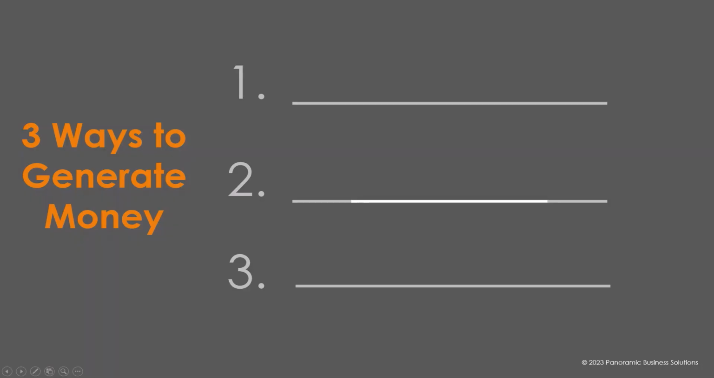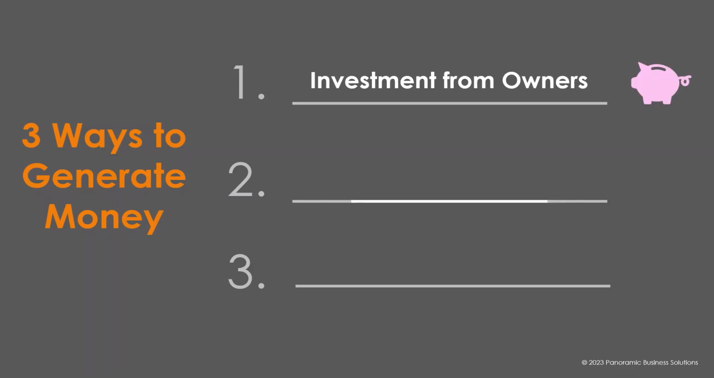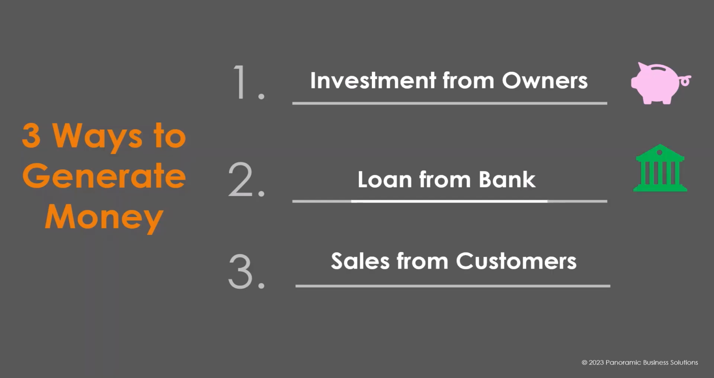Let's start with the 3 ways that your business generates money. So the first one is investments from the owners, and then loans from the bank, and sales from customers based on the price that you charge. The first 2 are not sustainable long term because eventually you'll lose the ability to borrow money, and the owners will eventually either run out of personal savings or they'll stop believing in the idea. Also, the first 2 need to be paid back.